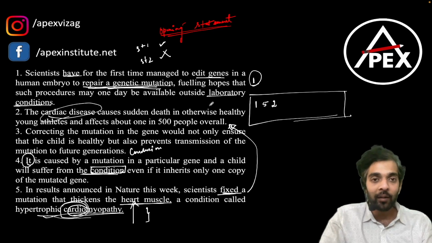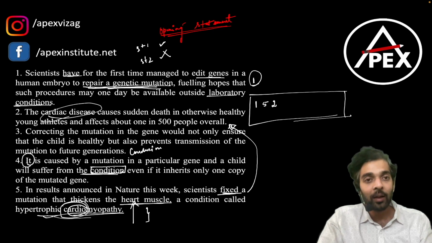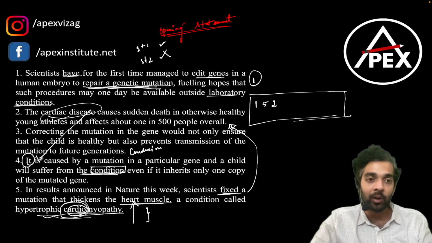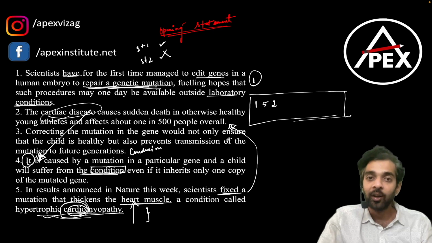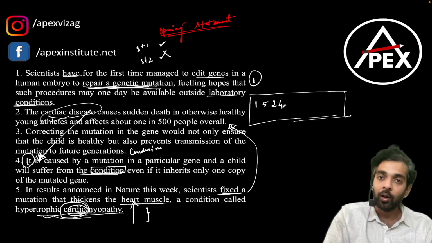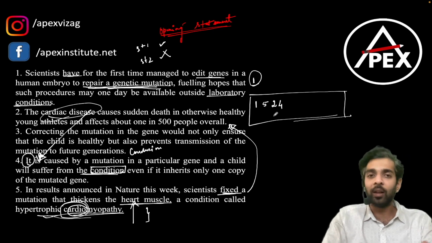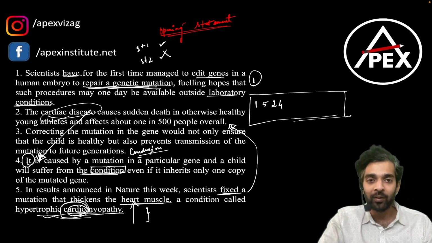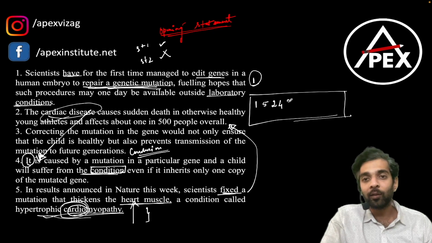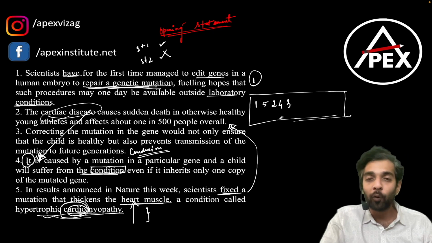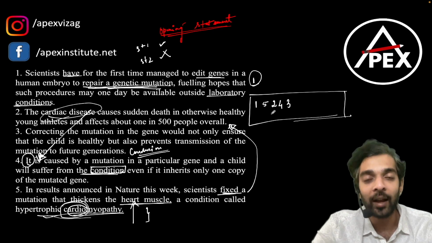Now once I've understood that this cardiac disease is being referred to, what becomes easy? It becomes easy for me to connect it to the pronoun "it." Yes, it is caused by a mutation in a particular gene. So definitely I'll place 4 here. And obviously the last one, which seemed like a conclusion to us, is the actual conclusion. So the answer would be 1, 5, 2, 4 and 3. Okay guys? Right. So let's move on to the next question.